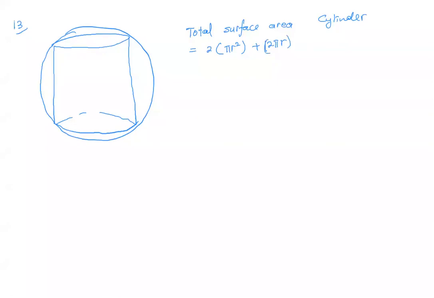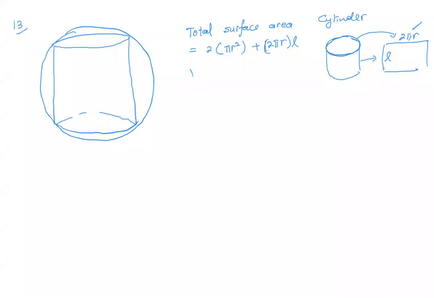This curved surface, when you open it up, becomes a rectangle. And the rectangle's length is the circumference, 2 pi r. You better learn how to find the circumference of a circle. The formula is 2 pi r. And this is the length. So 2 pi r times l, or the height of the cylinder.